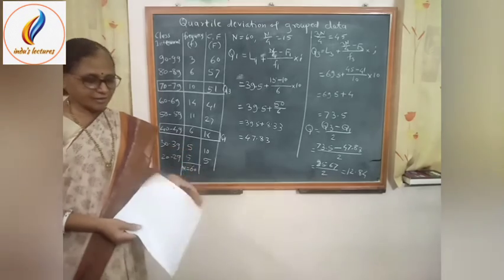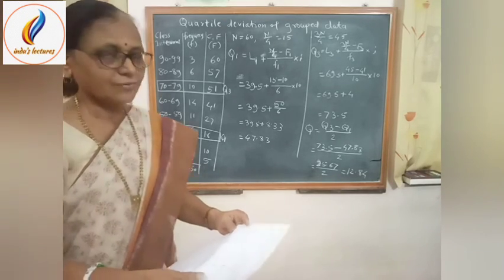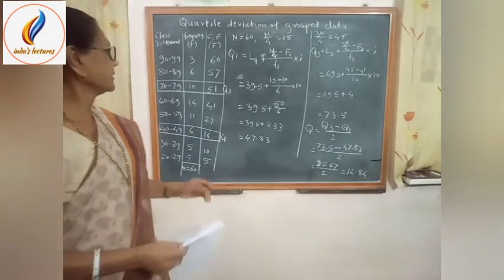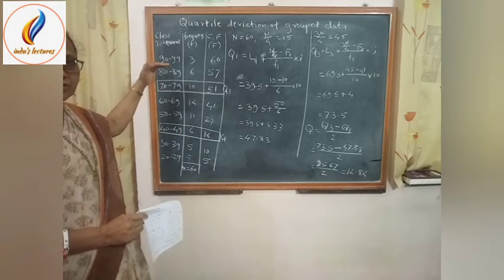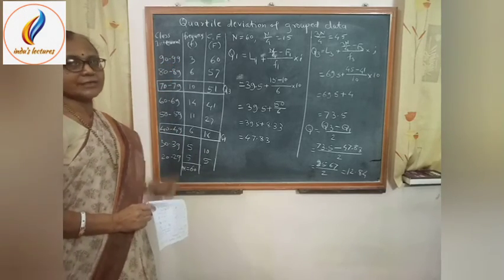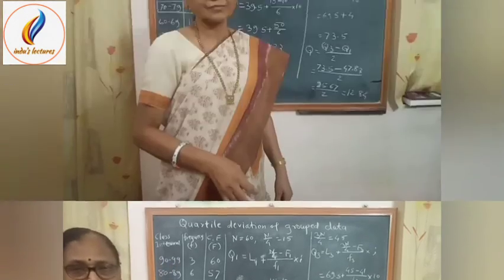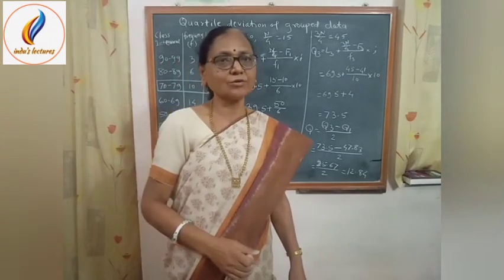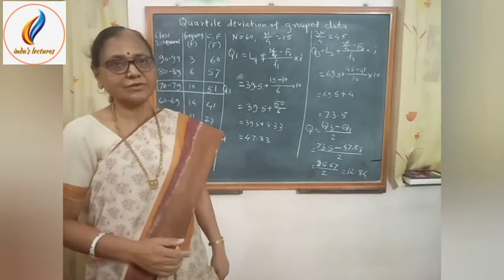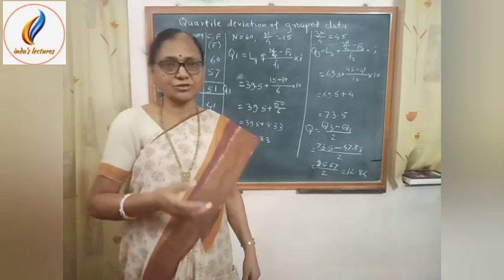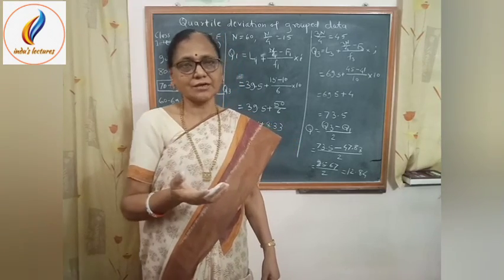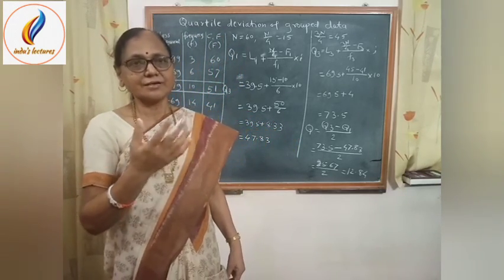In each example, while calculating quartile deviation, it should always be remembered that the class intervals or scores should be written in descending order. In this part, we have discussed the quartile deviation. We have calculated the quartile deviation of ungrouped data and grouped data. Now, in the next part, we will consider standard deviation.